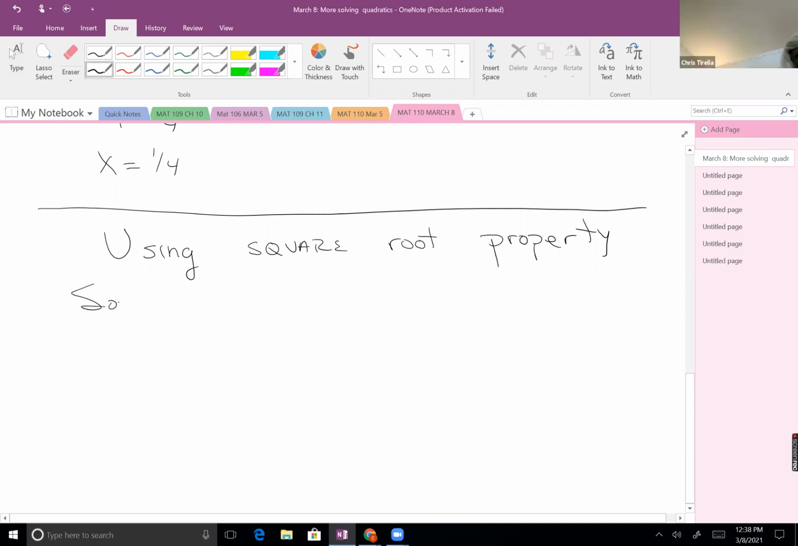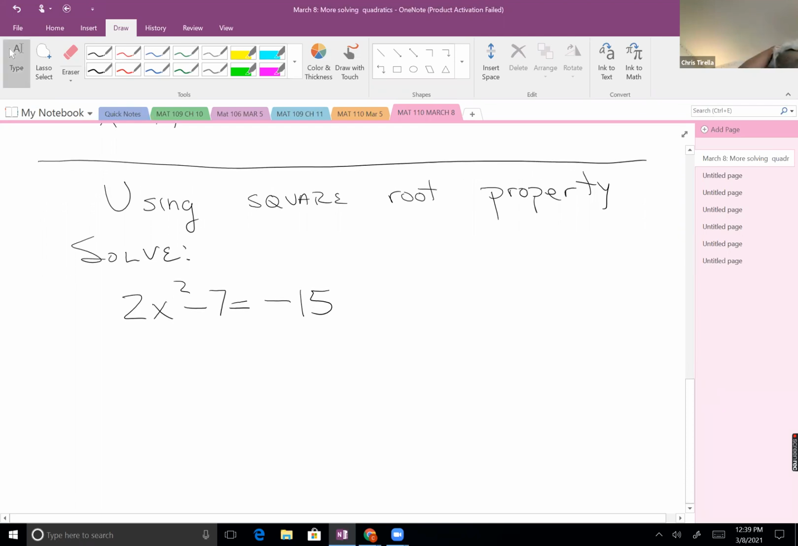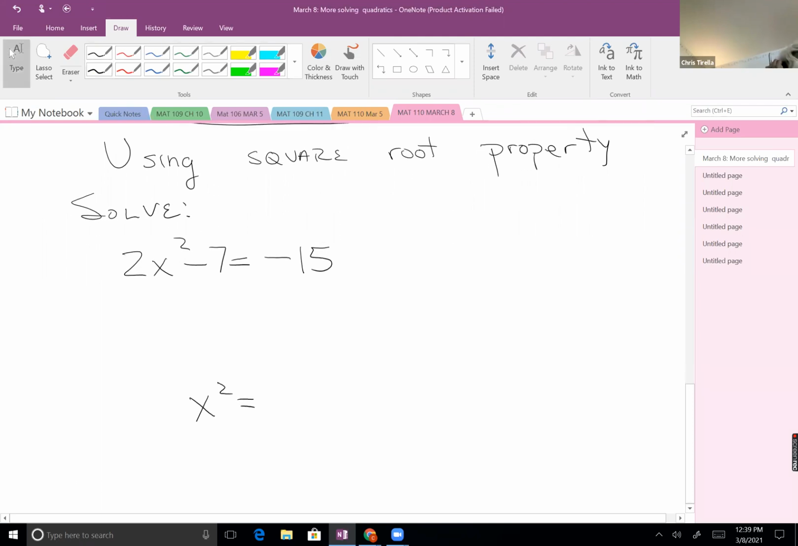So I'm going to ask you folks to solve using the square root property. 2x squared minus 7 equals negative 15. And so this time, again, we want to get that x squared by itself and then use that square root property.